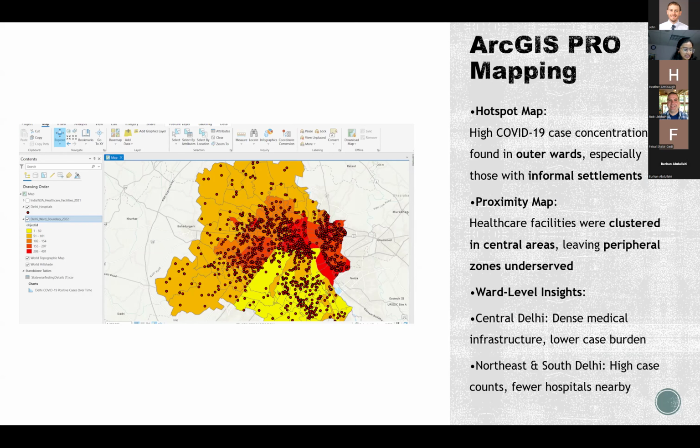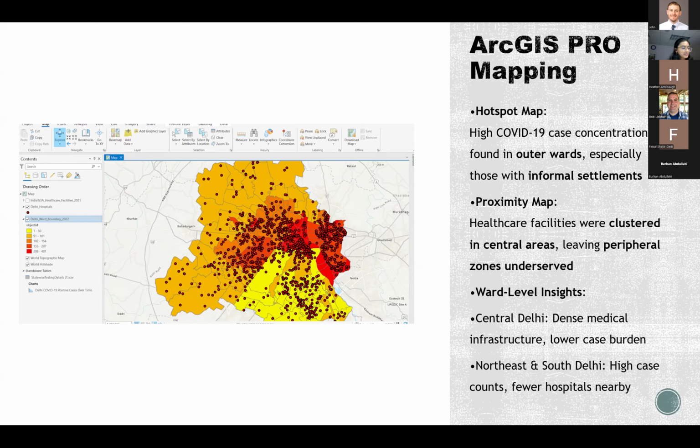Each facility was represented as a red dot and filtered to include only those within the Delhi boundaries. I visually compared the density of healthcare facilities against the high case zones. What I found was concerning. Many wards with the highest COVID cases had very few or even no healthcare facilities nearby, especially in the outer zones, where informal settlements exist and access to care was extremely limited.